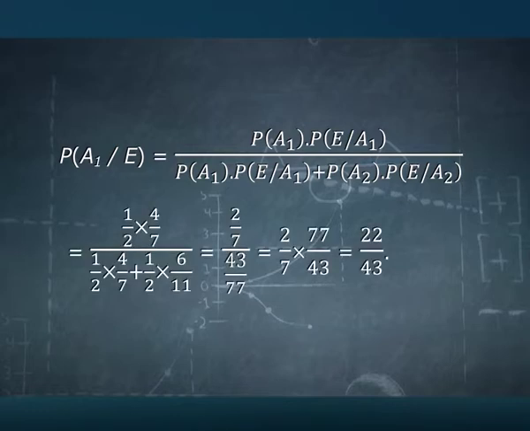So, that gives us 1 by 2 times 4 by 7, the whole thing divided by 1 by 2 times 4 by 7 plus 1 by 2 times 6 by 11. This is equal to 2 by 7, the whole thing divided by 43 by 77, which gives us 2 by 7 times 77 by 43, that is equal to 22 by 43.